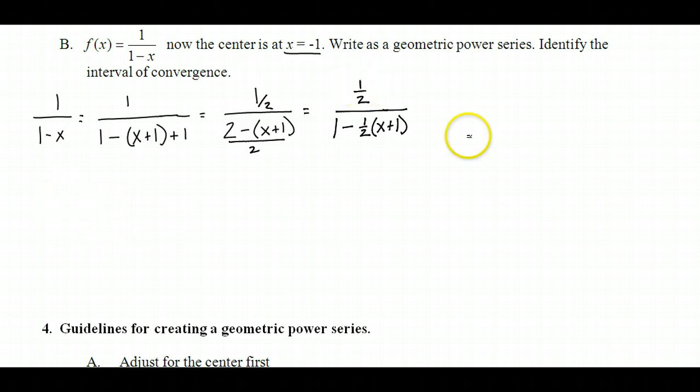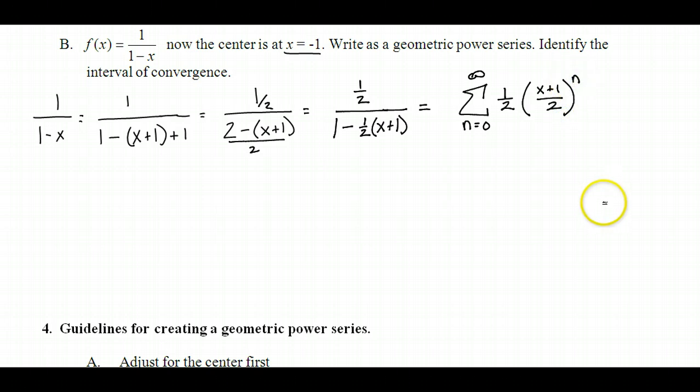So if I write this as a geometric power series, I have the summation. We're always going to start at 0 and go to infinity. It's our first term, 1/2, times our common ratio. So instead of writing it as 1/2 times x plus 1, I'm going to put it as x plus 1 divided by 2, to the power of n.